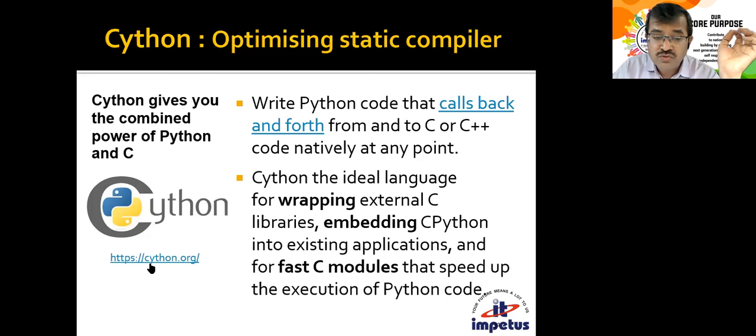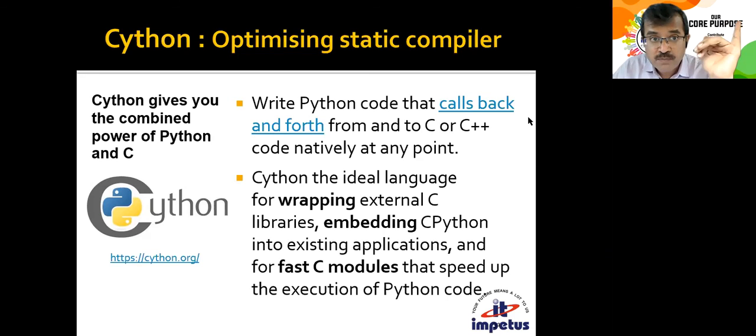You can also visit cython.org to know more about it. You can write Python code that calls back and forth from C or C++ natively at any point. That means they can interact with each other. C and Python can interact with each other. Cython is an ideal language for wrapping external C libraries, embedding CPython into existing applications, and for fast modules that can speed up execution of Python code.